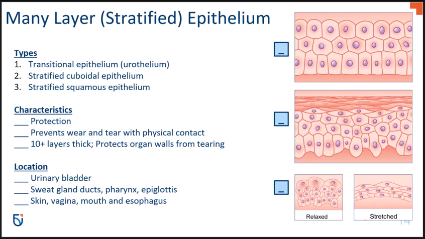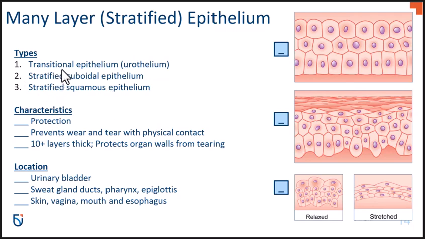So those were single layer examples. We're now going to look at many layer examples. So this we know is called stratified, and the three types are transitional epithelium, also known as urothelium, stratified cuboidal, and stratified squamous. So these two we know how to describe. This would be multiple layers that are shaped as cubes, whereas this one is multiple layers that are sort of flat and scale-like. But what about transitional epithelium?